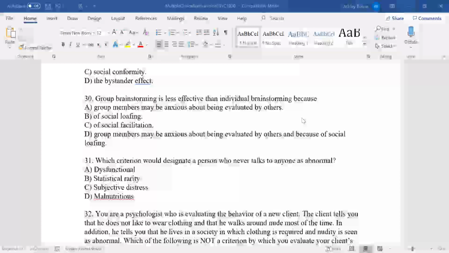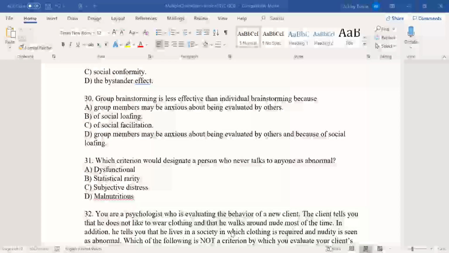Okay, so number 27. So blank suggests that we start with a small request before asking for a bigger one. So this is A, foot in the door, B, door in the face, C, the low ball technique, or D, the bait and switch technique. Right. Yes, so this is a foot in the door technique.